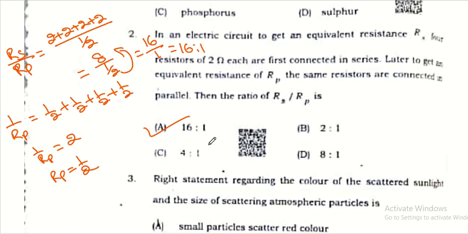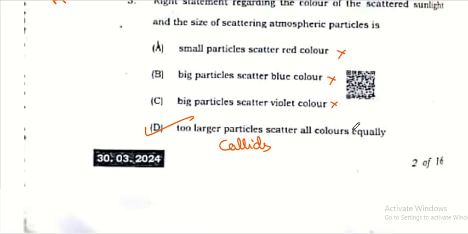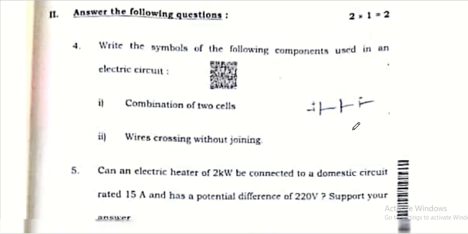Then we are moving to the next question. Write the statement regarding the color of the scattered sunlight. The size of the scattering atmospheric particles is, here small particles scatter red color, that is wrong. This option D is the correct answer. This is related to the colloids in nature. And then we are moving to the next one.